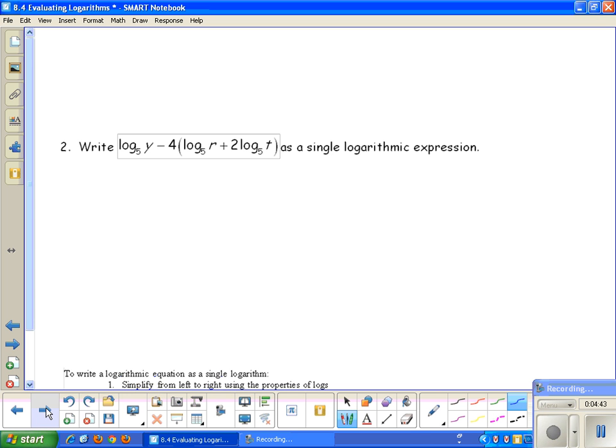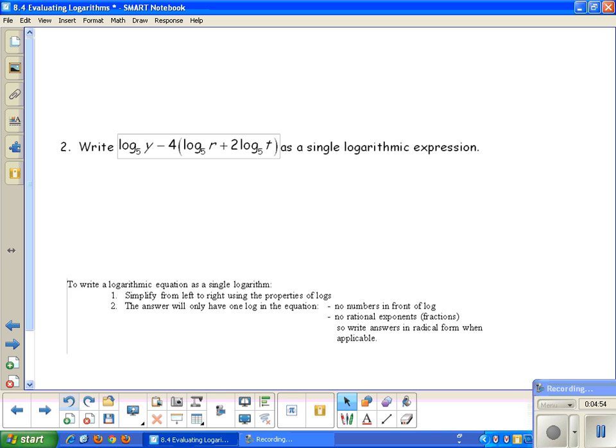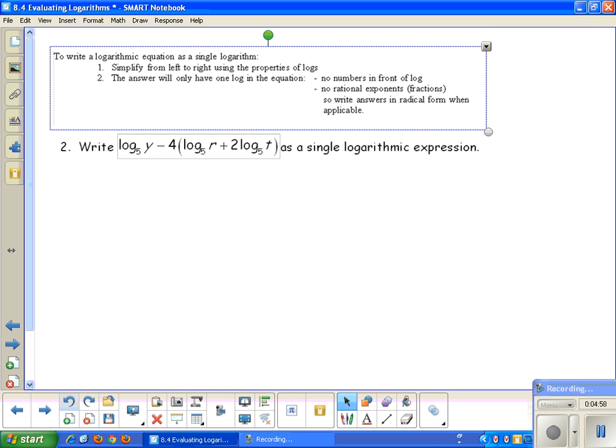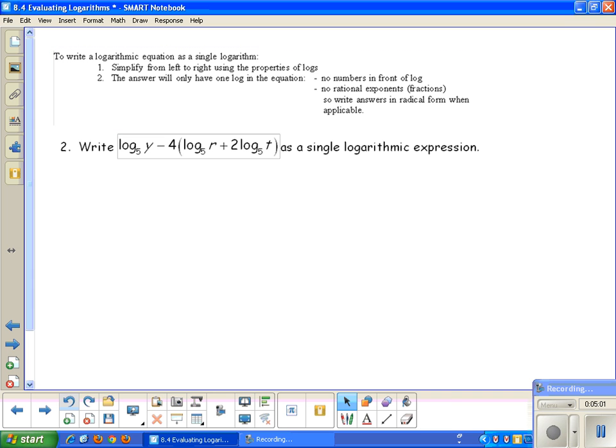All right, for the next one, we want to write this log equation as a single logarithmic expression. So remember that when you're writing something as a single logarithmic expression, that means that you're going to simplify from left to right using the properties of logs. And then again, the answer will only have one log in the equation. You shouldn't have more than one.